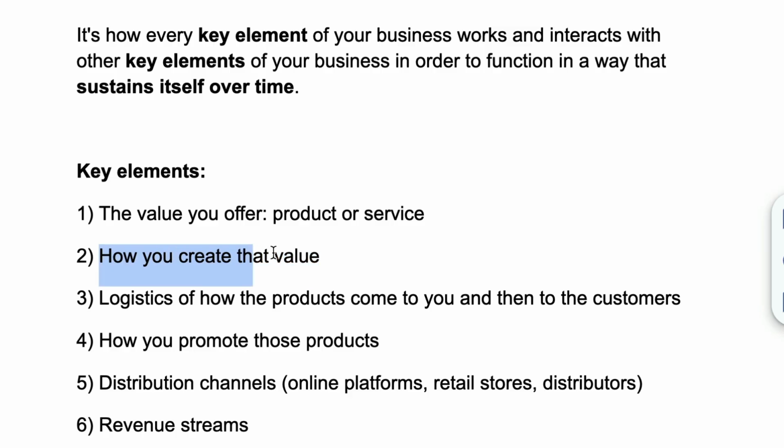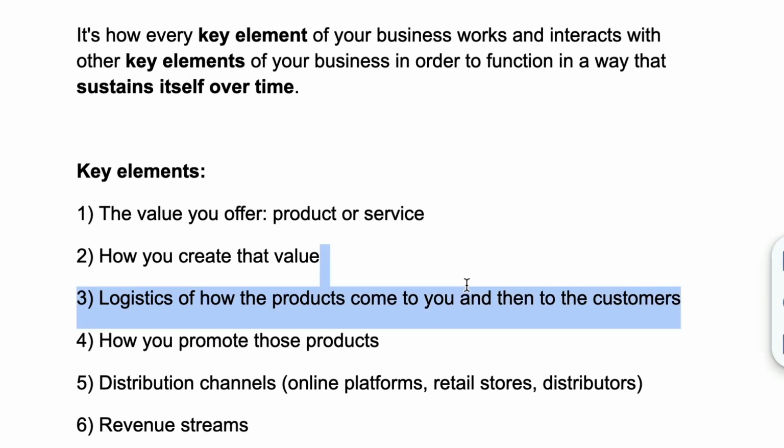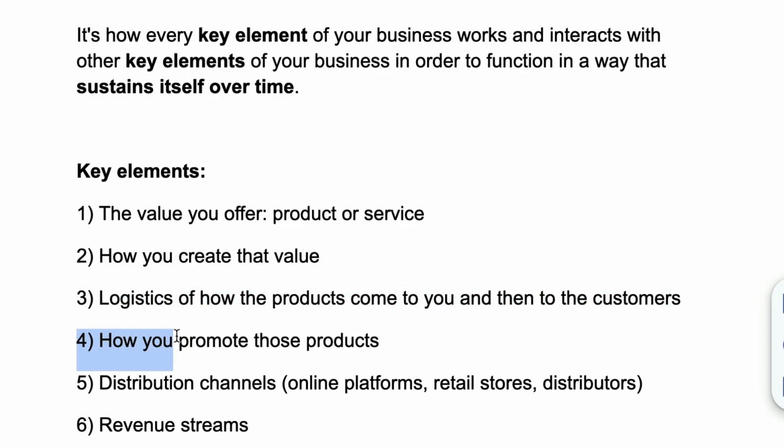After you create the value, key element number 3 is the logistics of how the products or the value come to you and then to the customers. It may be through digital delivery. It may be through physical delivery, by shipping. It may be another way, but how do you deliver the value? Key element number 4 is how you promote your product or services. Key element number 5 is your distribution channels, online websites, retail stores, third-party distributors, etc.